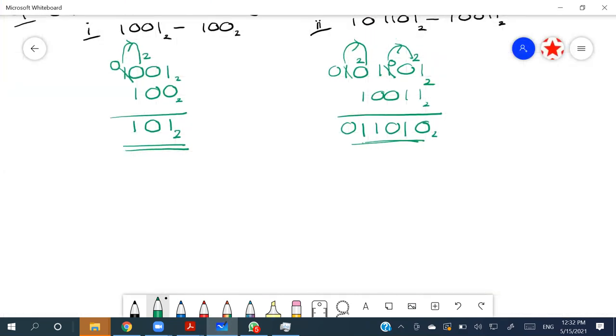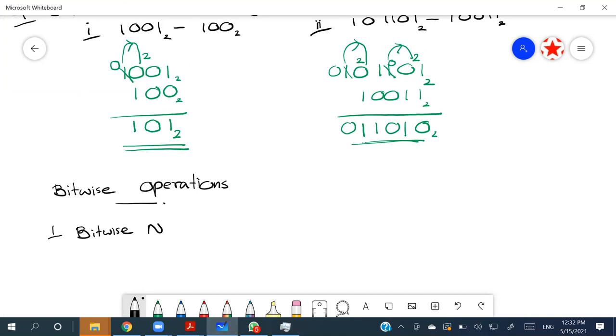Let me show you the things. First I'm putting the heading called bitwise operations. The first one is called the bitwise NOT, which is indicated by this symbol. As an example, remember that when it's a bitwise operation, this is for the binary number system only.